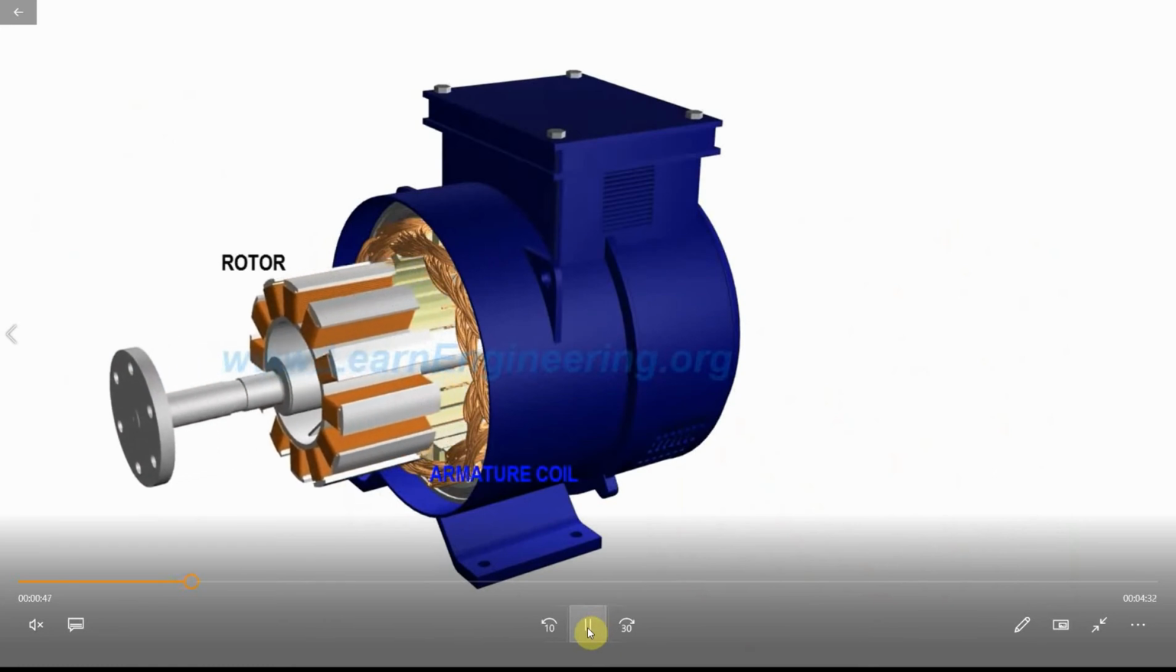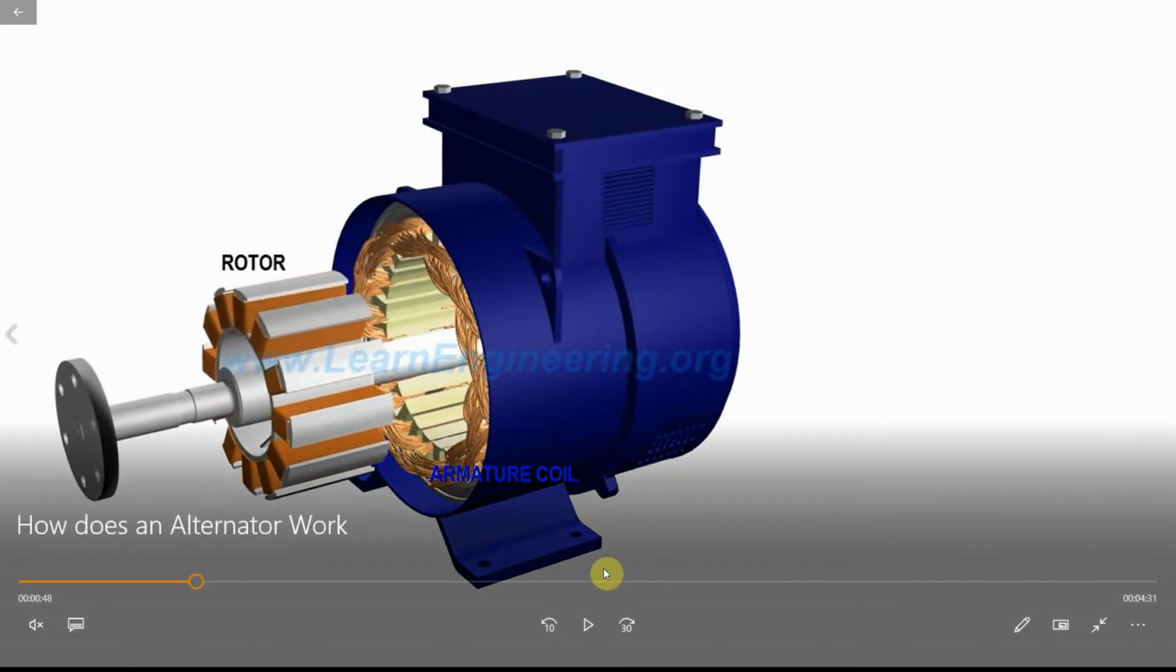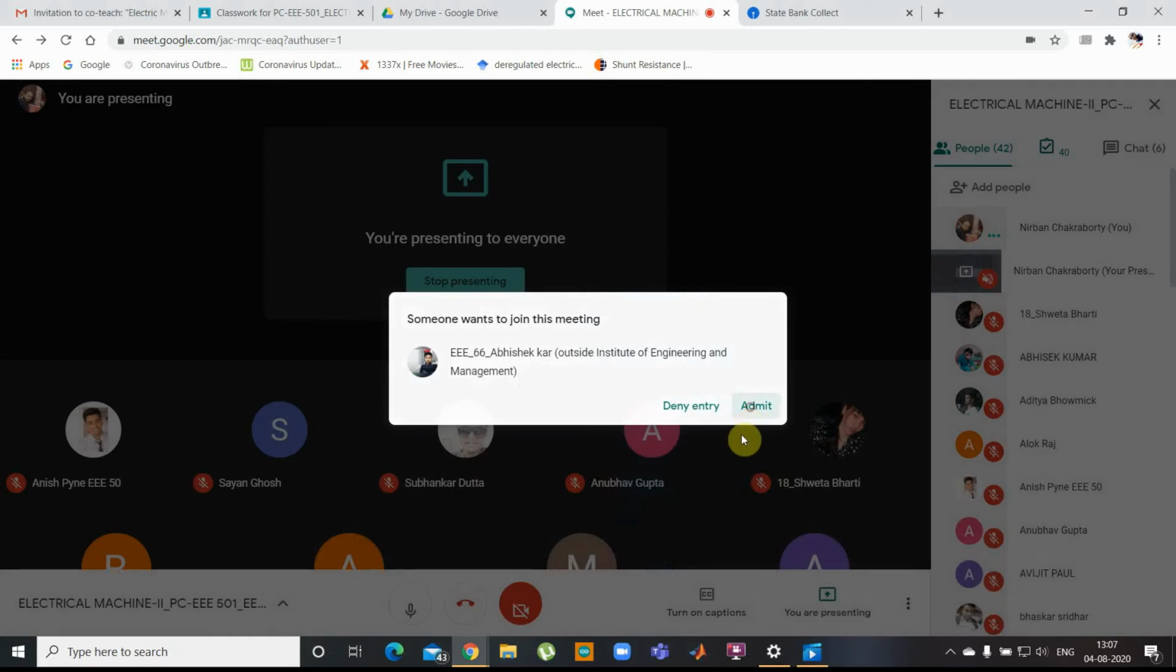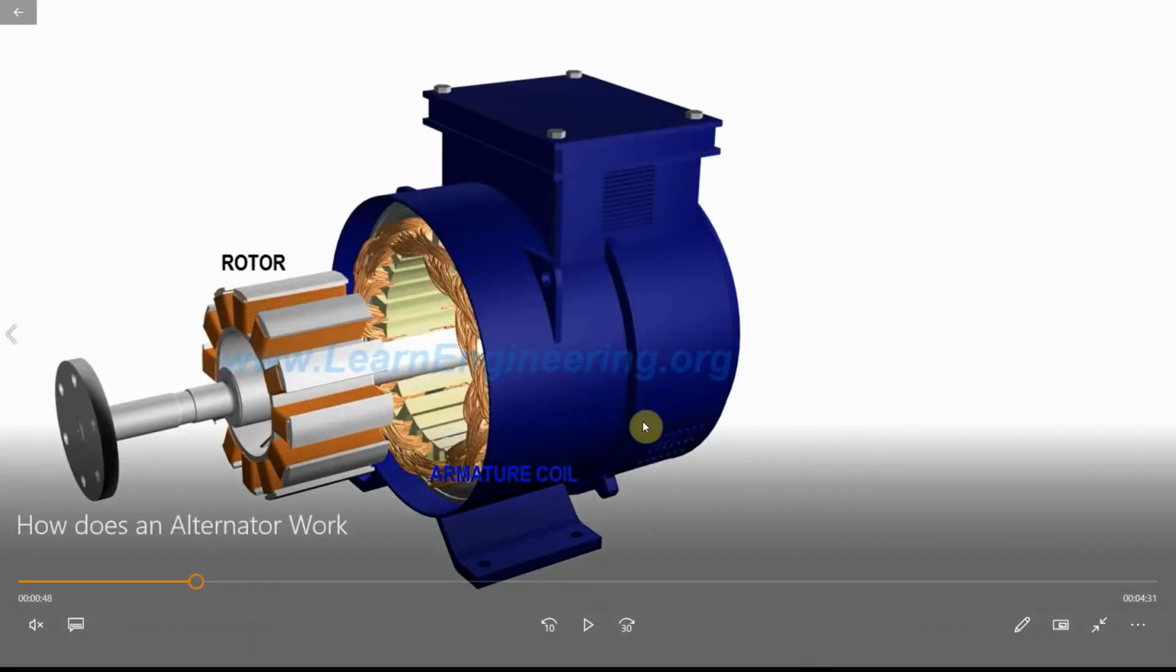Acha, this is the rotor. Can you see it? Yes, sir. This is the rotor, this part. Can you see my cursor also? Yes, sir, we can see the cursor.